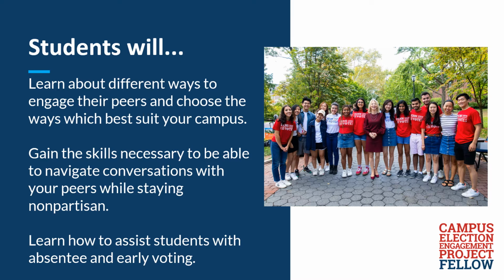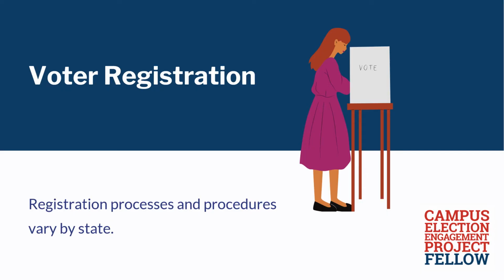Each of our trainings comes with a few learning outcomes to give you an idea if it will be helpful for you. By the end of this training, you will have learned about different ways to engage your peers and choose the ways which best suit your campus. Gain the skills necessary to be able to navigate conversations with your peers while staying nonpartisan, and how to assist students with absentee and early voting.